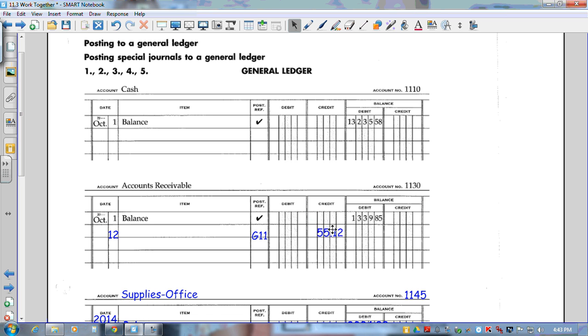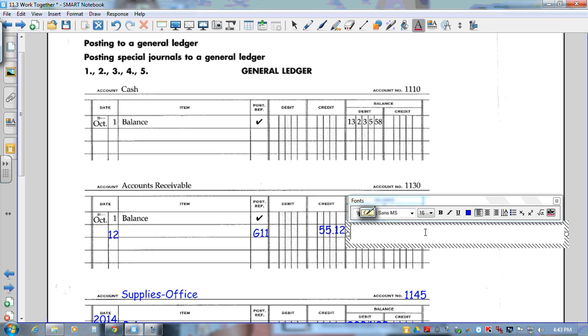And am I going to add or subtract to get my new balance? We had a debit, now we have a credit, so we're going to subtract. Next, will my answer be a debit or will it be a credit? It's going to be a debit because the debit was the bigger number to begin with. So when I subtract those two, I'm subtracting 1,339.85 minus 5512. I should get 1,284.73, and that'll go in my debit balance.